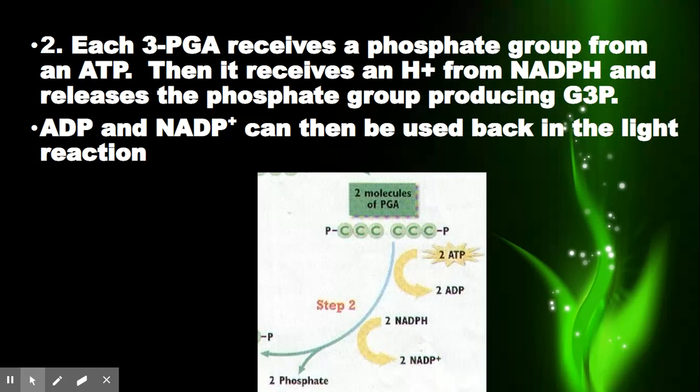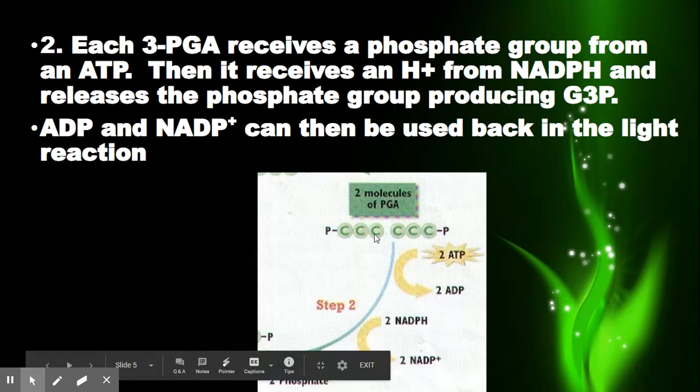In the next step, we use the NADPH and the ATP that was produced in the light reactions. Those match up with the PGA molecules. They give off a phosphate and the hydrogen, and then those are attached to those PGA molecules. And then after the ATP becomes ADP, it goes back to be used in the light reactions. And the same thing with the NADPH. When it loses its hydrogen and becomes NADP, it also goes back to the light reactions.